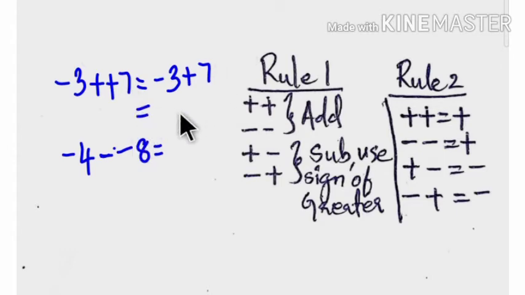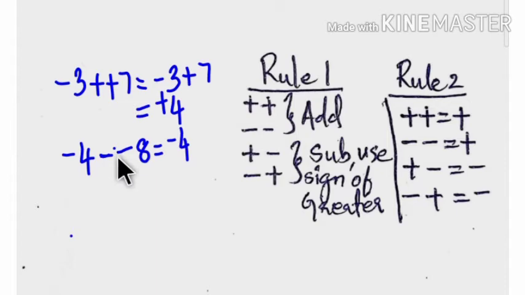Now we should apply the rule number 1. Negative 3 plus 7. So the signs are different here. If the signs are different, we should subtract and use the sign of greater number. So 7 minus 3 is 4. Sign of greater number is positive. So positive 4 will be the answer. In the second case, negative 4.